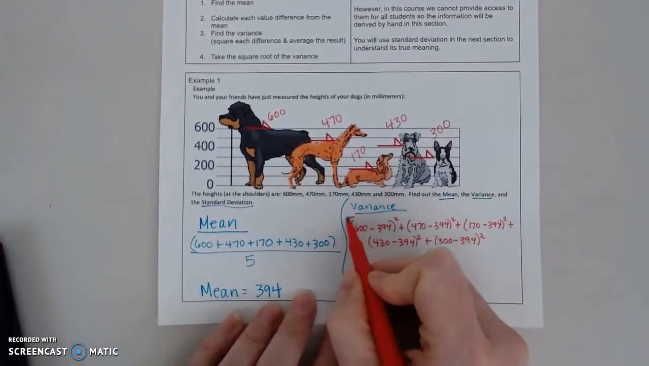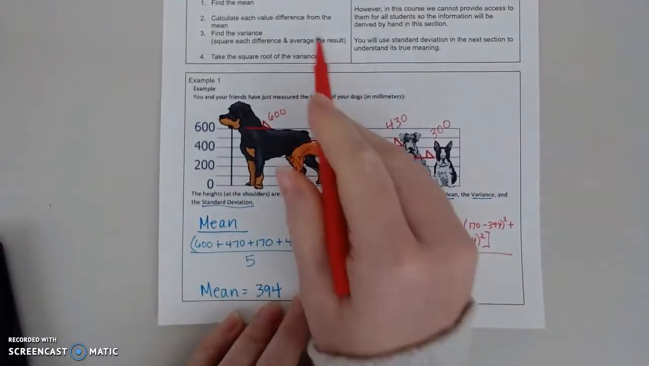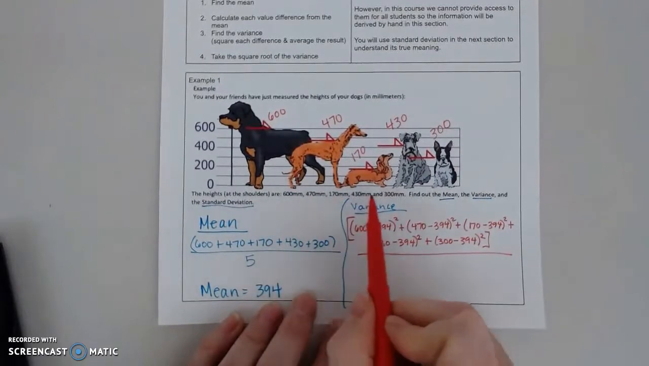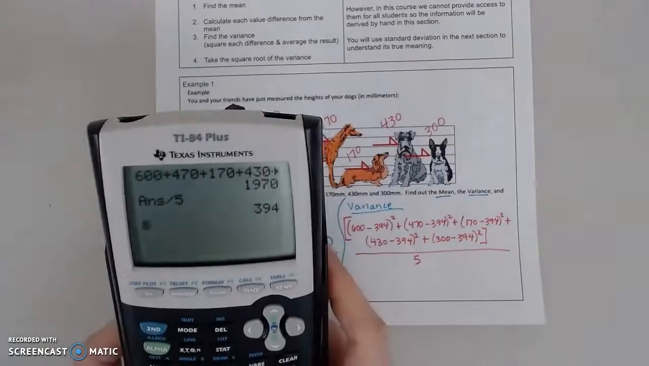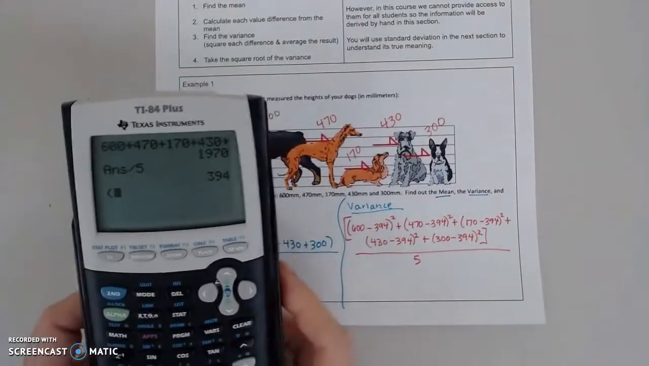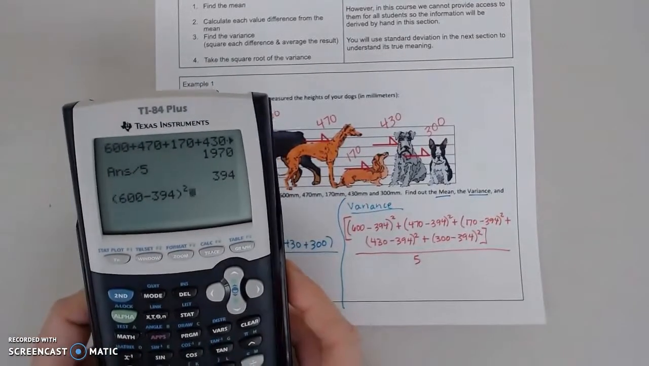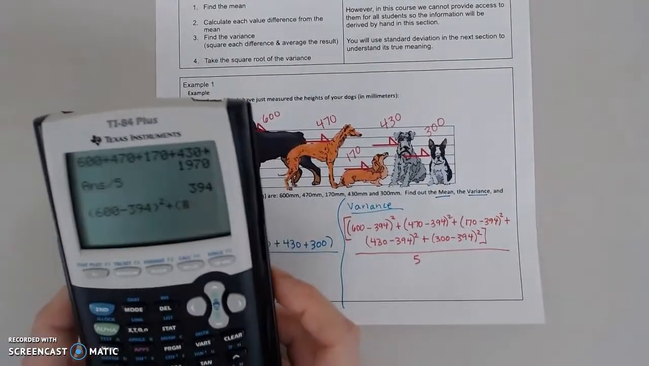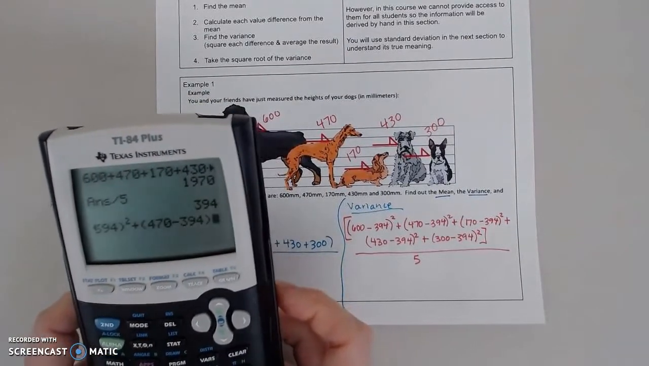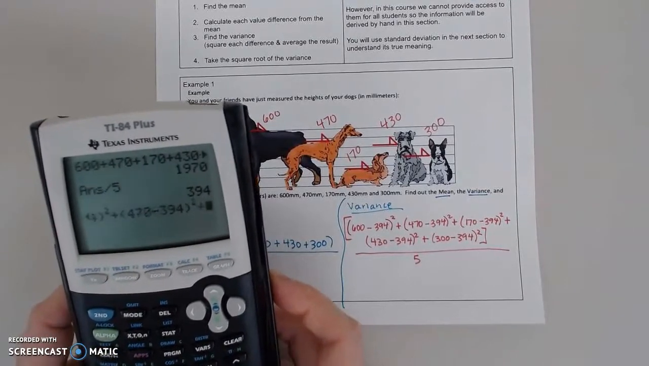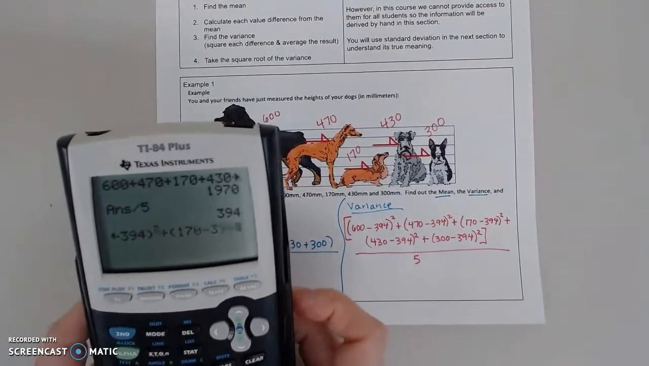Okay, all of that would go together, and then we're going to find the average. We still have 1, 2, 3, 4, 5 results. So I'm going to type those in. 600 minus 394 plus 470. And you can do this with any calculator. I'm doing it all together so I don't have to write down my values, but if you don't feel comfortable, you're welcome to write them down.